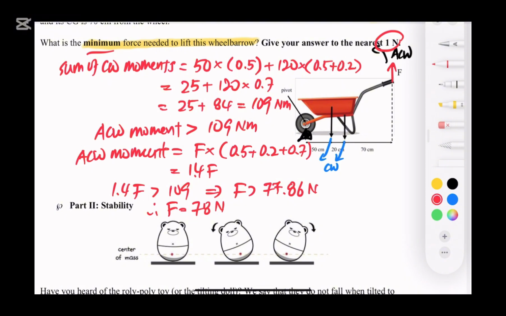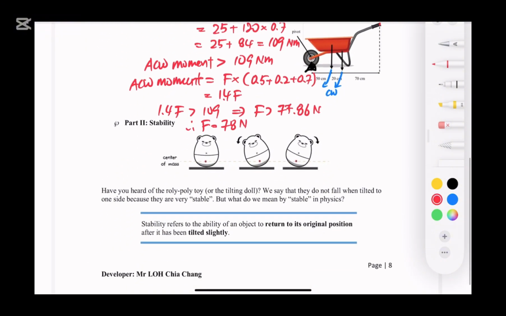Okay, so if the force is exactly 77.86, it will not lift up the wheelbarrow because the moments are equal. You see, the clockwise moment equals the anti-clockwise moment. You get an equilibrium, yeah? So you need something bigger than that.